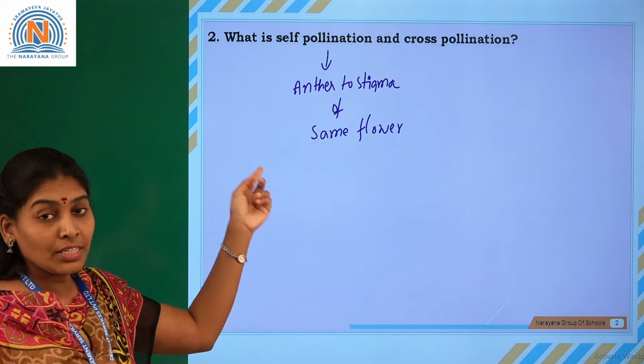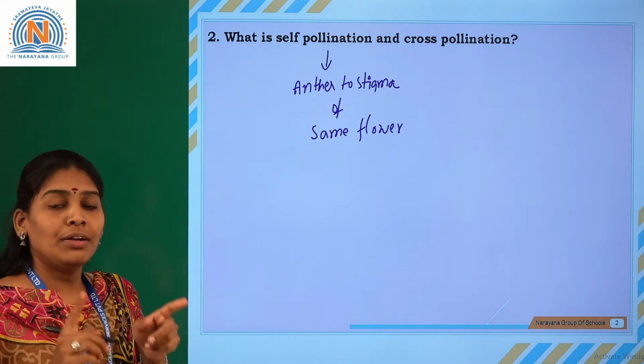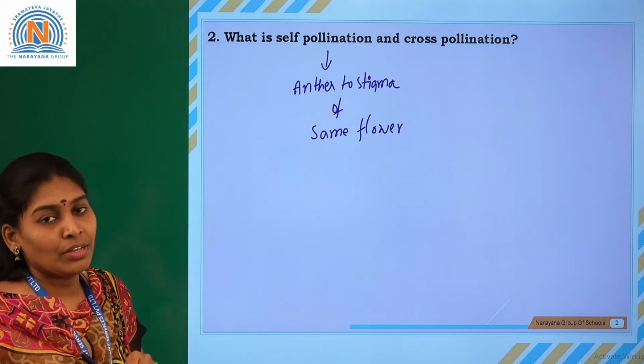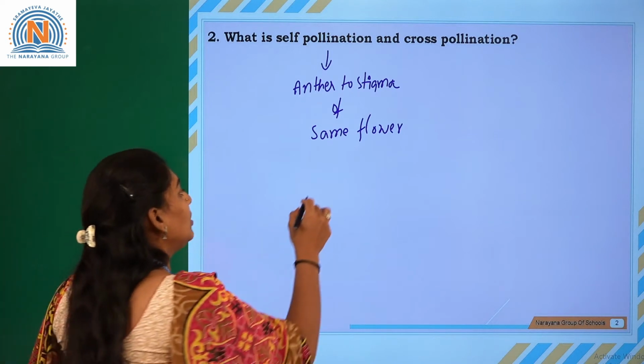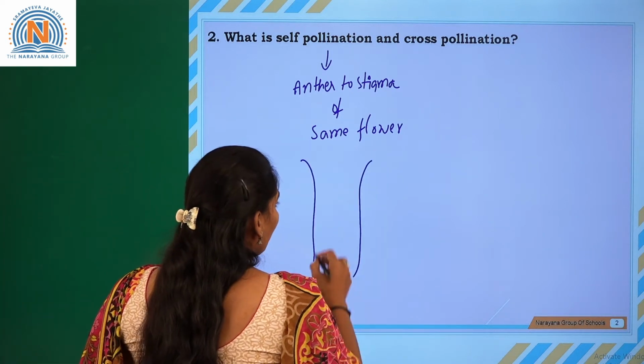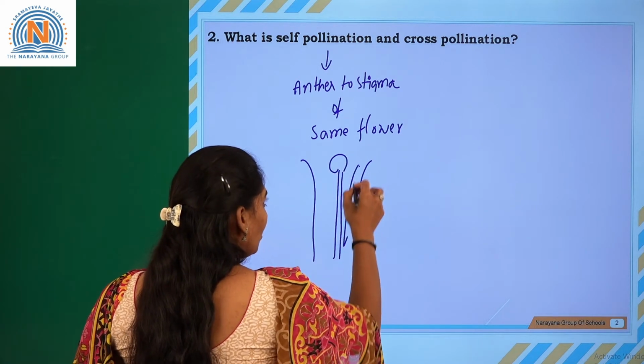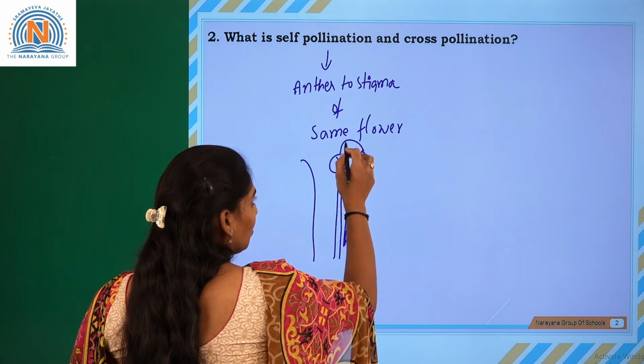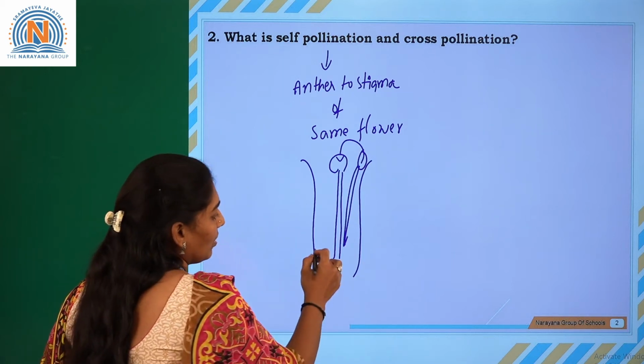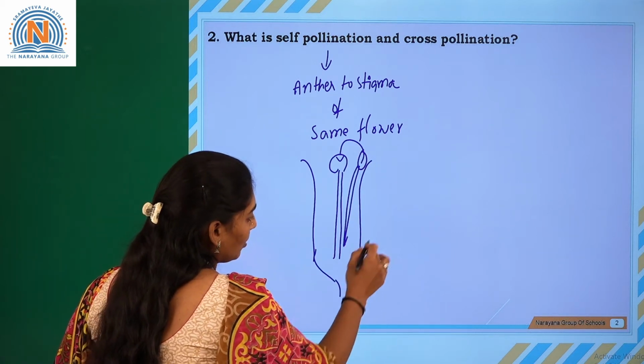Usually we will see this kind where both androecium and gynoecium are present. So the pollination happens here itself, only in a single flower. The transfer of pollen grains from anther to stigma is within the single flower.